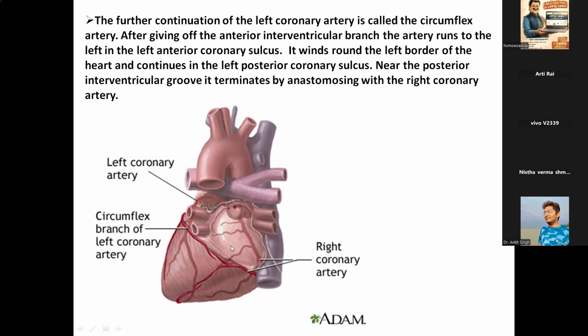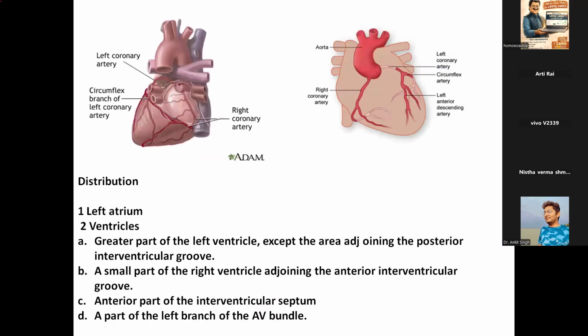It winds round the left border of the heart and continues in the left posterior coronary sulcus near the posterior interventricular groove. It terminates by anastomosing with the right coronary artery. Finally ये किसके साथ anastomosis कर लेती है? Right coronary artery. So it supplies left atrium, ventricles के अंदर greater part of the left ventricle except posterior interventricular groove because it was supplied by right coronary artery.